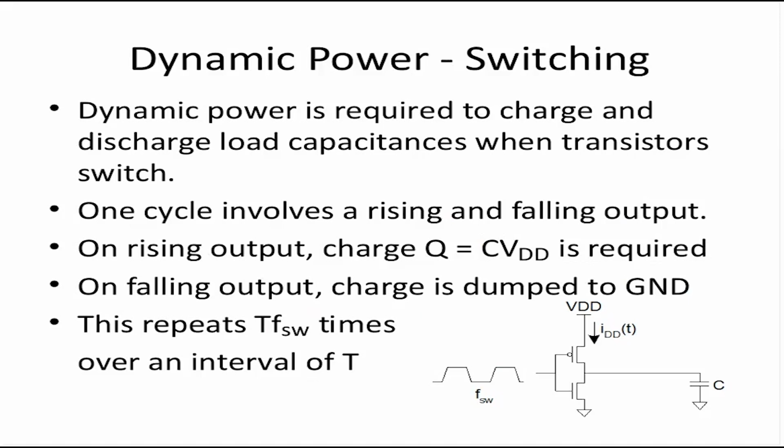Dynamic power is required to charge and discharge load capacitances when the transistors switch. So for example, looking at the inverter, during the operation it switches from 1 to 0 or 0 to 1. So one cycle involves a rising and a falling output. On rising output, the node C gets charged up to VDD, so charge Q equal to C VDD is required. When the output falls, the same charge is dumped to ground. If we take a time period of t and the switching frequency to be FSW, then by t times FSW, it gets repeated, right? The charging and discharging of the load.